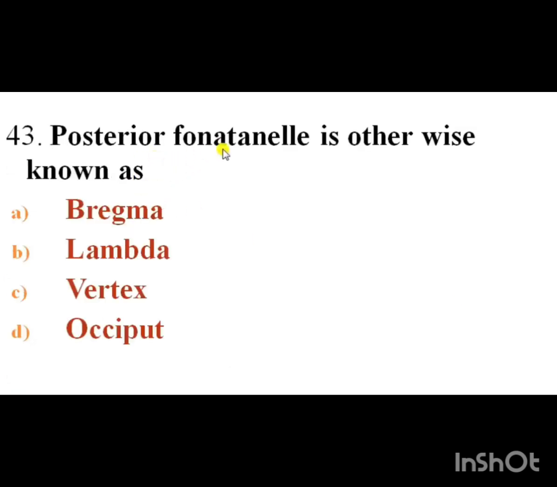Next question, posterior fontanelle is otherwise known as. Options A, bregma, B, lambda, C, vertex, D, occiput. Answer is B, lambda. So posterior fontanelle is otherwise known as lambda and anterior fontanelle is otherwise known as bregma.